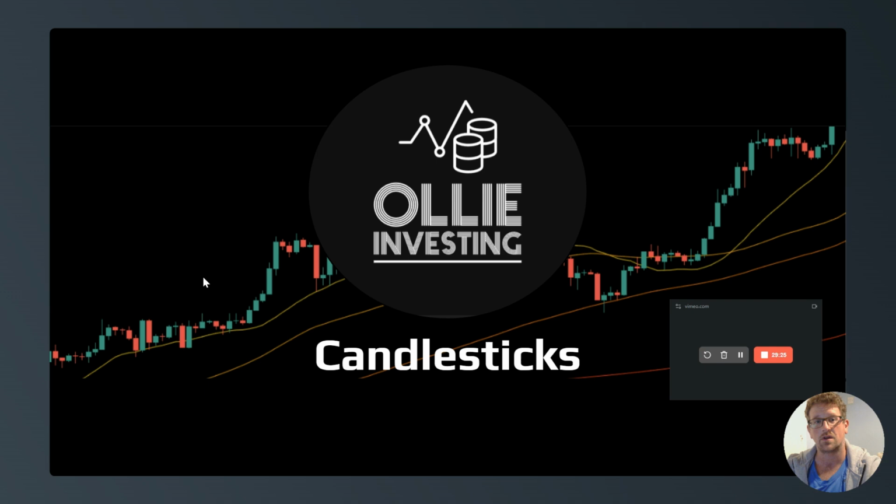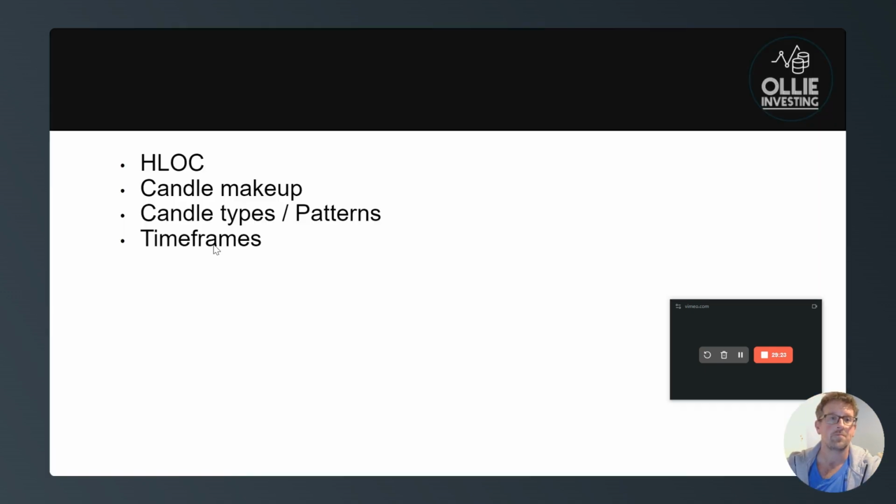So I think initially we'll cover the candle makeup, so looking at the high, the low, the open and the close, the candle types, and the time frames and how that can impact candle makeup.